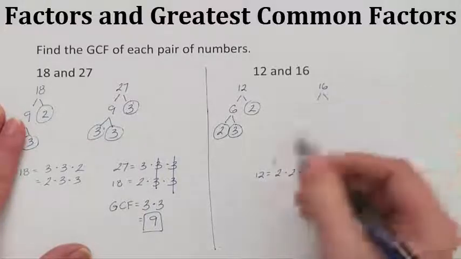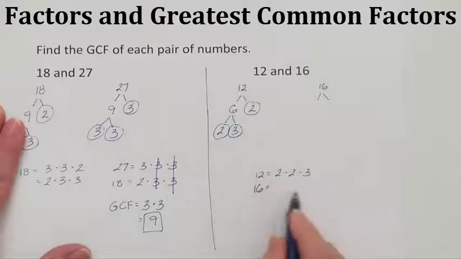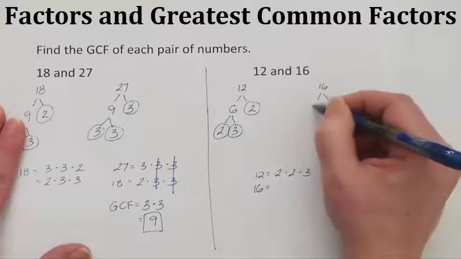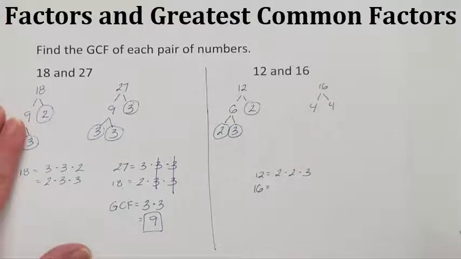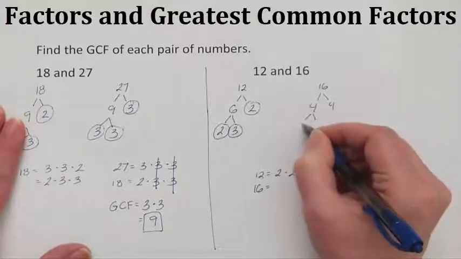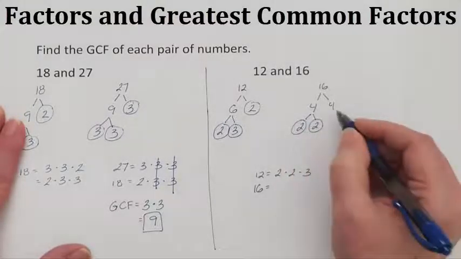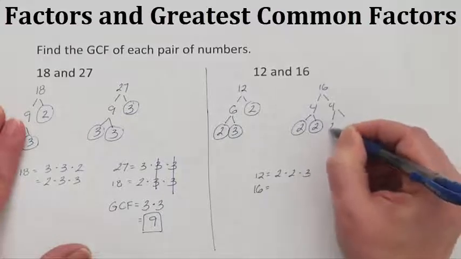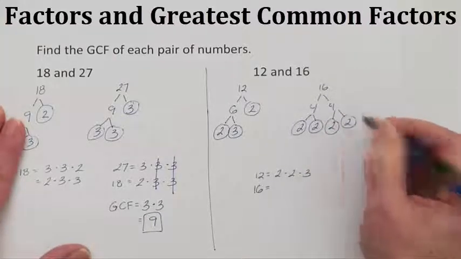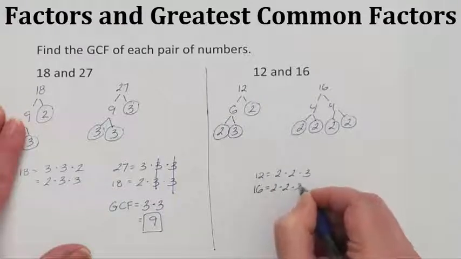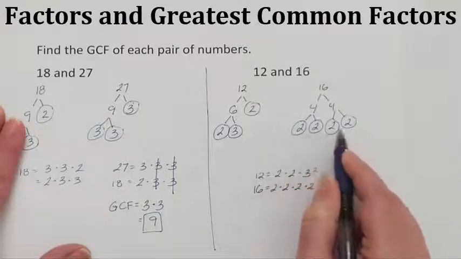So whatever the prime factorization for 16 is, I'm going to put it right below the one for 12. What two numbers multiply together to give me 16? I know 4 times 4 gives me 16. 4 is not prime. 4 can be broken up into 2 times 2. 2 is prime. 4 can be broken up again into 2 times 2. 2 is prime. So the prime factorization for 16 was 2 times 2 times 2 times 2, because I see them right there.